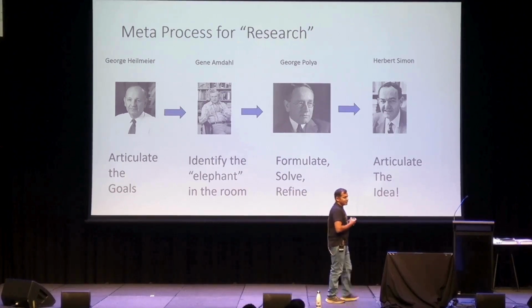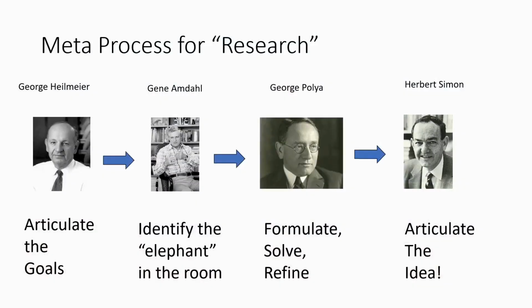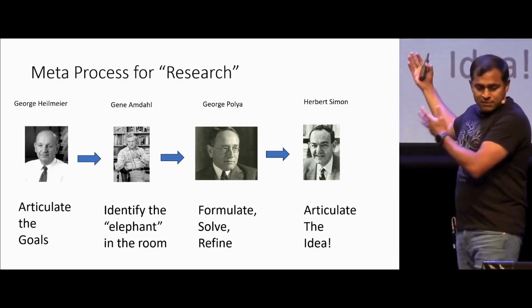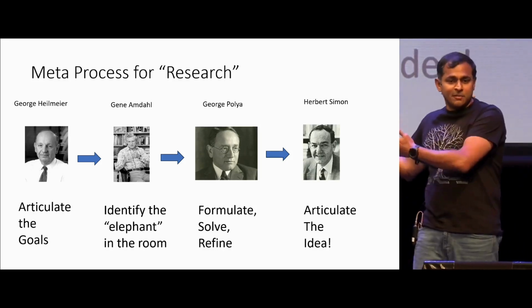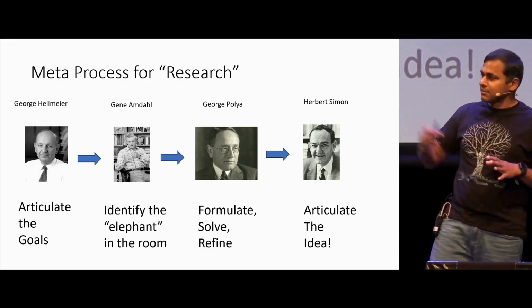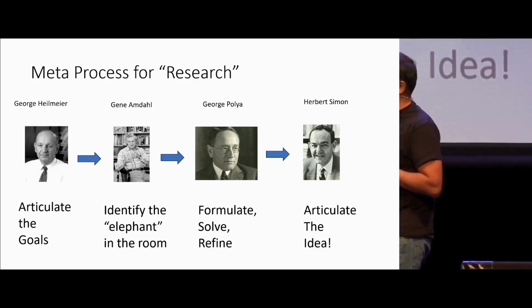So they gave this cheat sheet, this meta process for research. George Heilmeyer basically tells you how to articulate your problem. Amdahl gives you this brilliant nugget of insight on identifying the elephant in the room. What is the crux of the problem you're solving? Polya tells you how to solve it. And Herb Simon tells you why you should focus on the communication aspects of what you're working on. That's it. This is the meta process for research. This is the one slide that you need. I'll get through each of them and why.